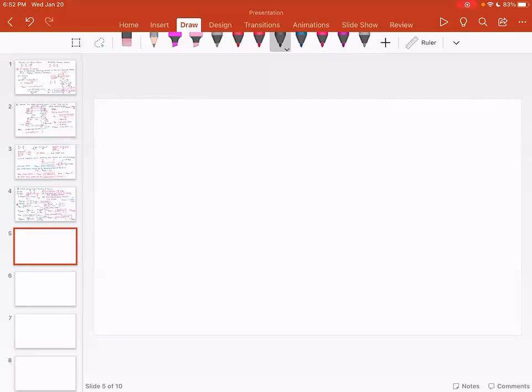So consider the shaft shown in the figure. So next problem, consider the shaft shown in figure.